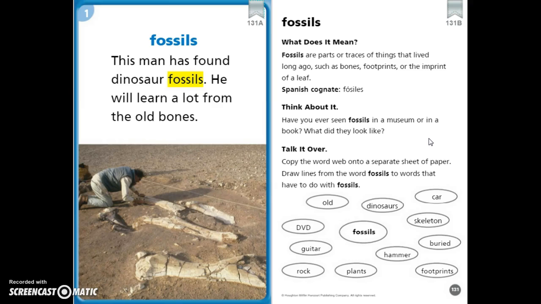Now take out a separate sheet of paper and copy the word web below. You are going to draw lines from the word fossils to the words that have to do with fossils. So for example, dinosaurs. Yeah, we know that has something to do with fossils, so we would draw a line. How about a car? Is that a word that has something to do with fossils? Right, then you wouldn't draw a line. Feel free to pause the video and join me when you're done.